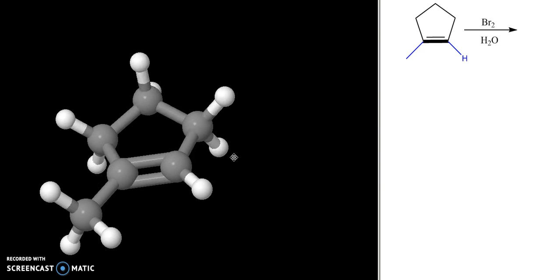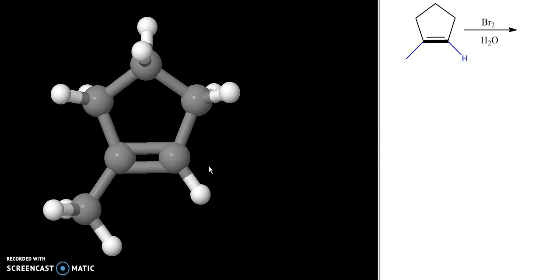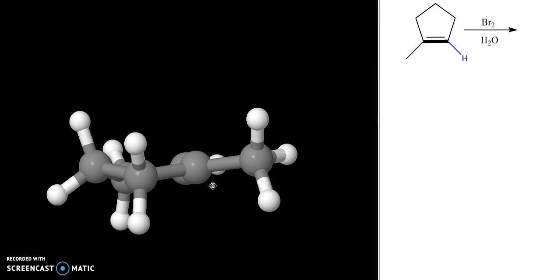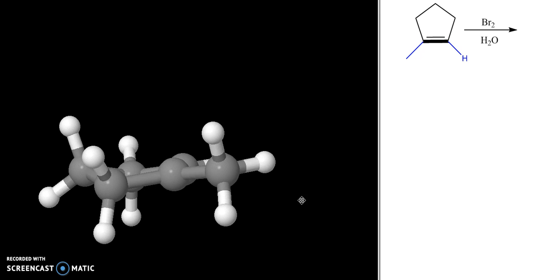You can see that the alkene portion of it is sp2 hybridized, is planar. We can look like this and see that these atoms are all in the same plane.